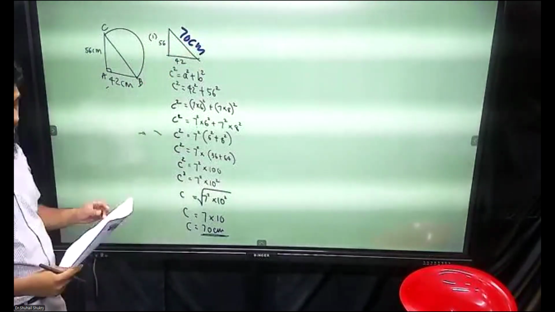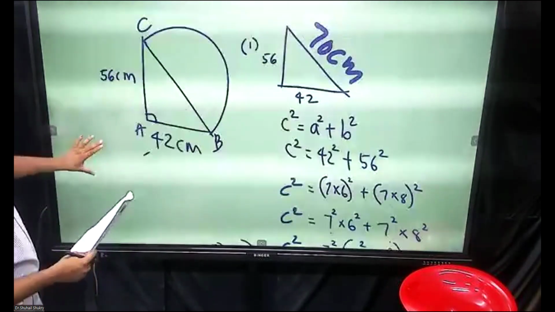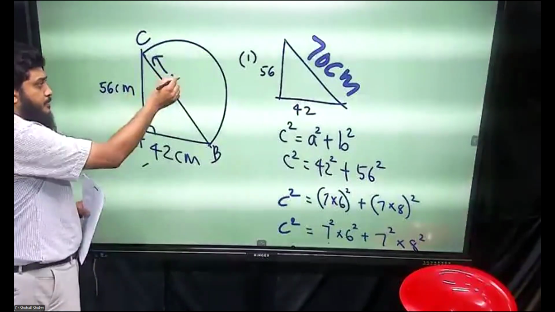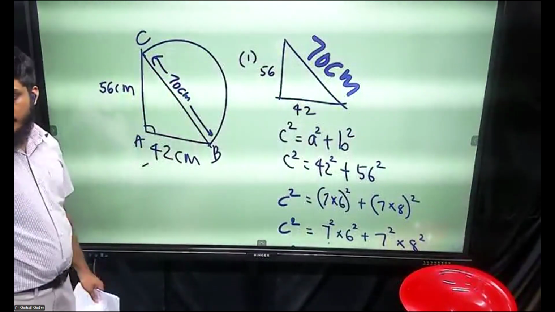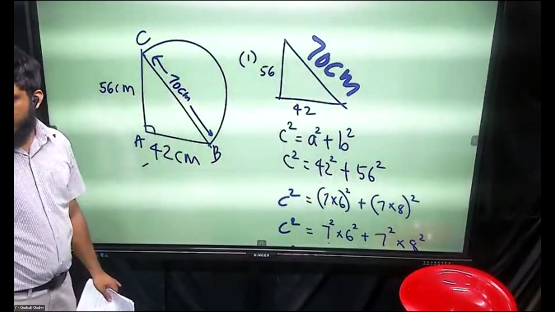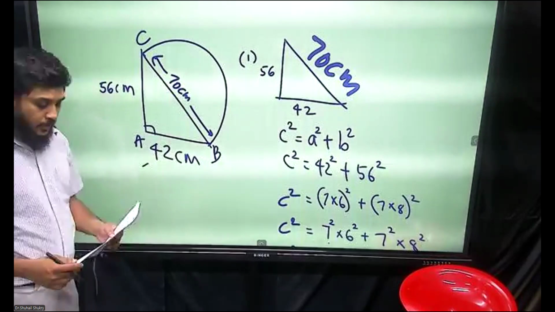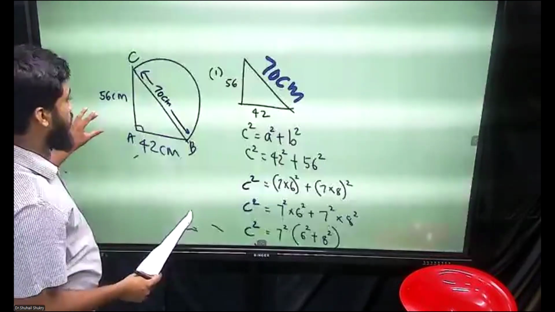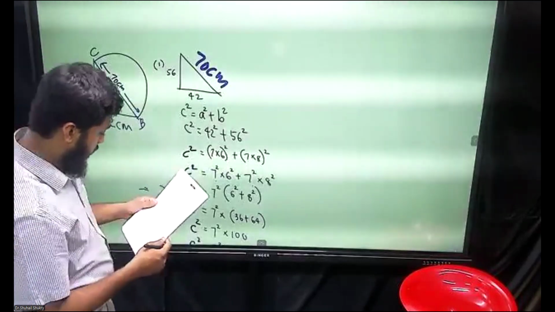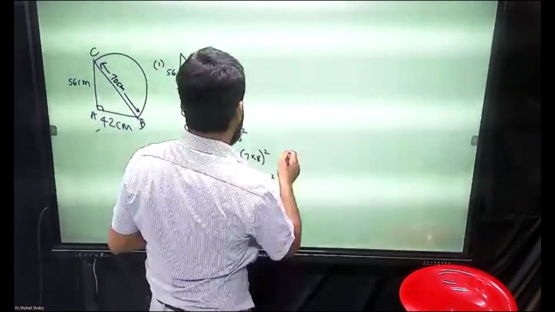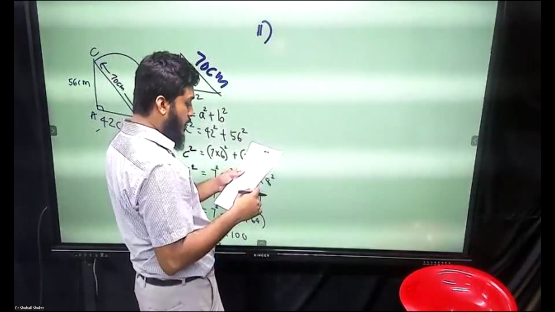So this is 70 centimeters. From here to here is 70 centimeters. What is the radius of this? Radius is 35 centimeters. Good. Now, what can I do? Calculate the length of BC. That is okay. Second one, calculate the arc length of the semicircle.